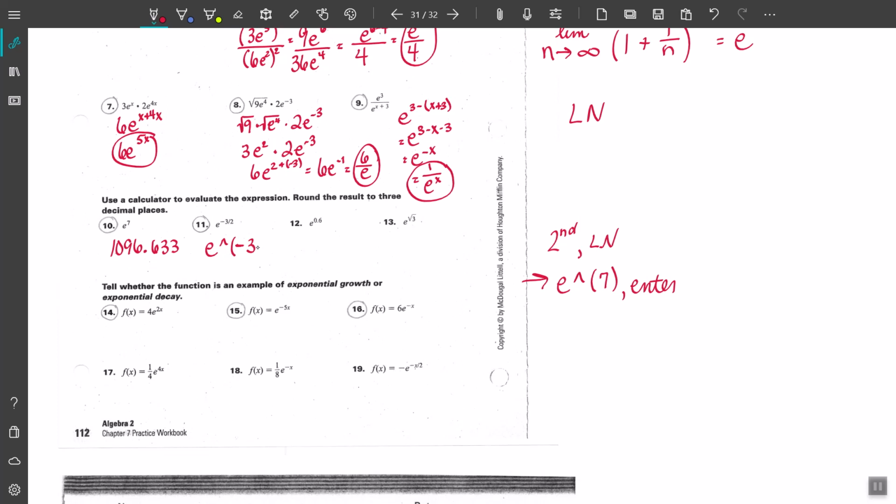And then type in negative 3 divided by 2, and parentheses. Hit enter again. And this time, you should end up with 0.223. We can just round it off right there at the thousandth place.